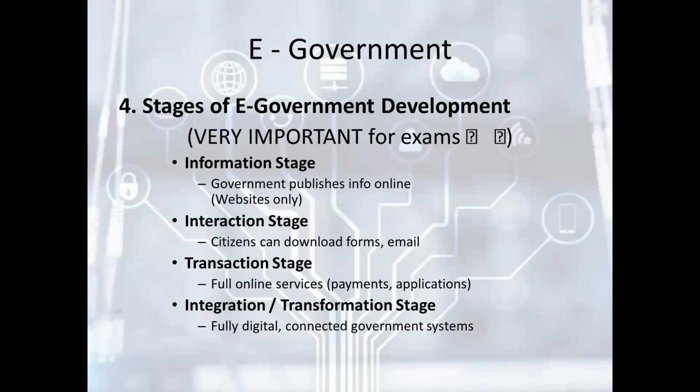The transaction stage is full online services. You can make payments and fill applications. You don't have to download the application, fill it in and hand it over afterwards. You can fill the application online. Suppose there's a Google form to apply for a birth certificate; that can be taken as a transaction stage. Payments can be done online. Payment gateways are there. That's the transaction stage.